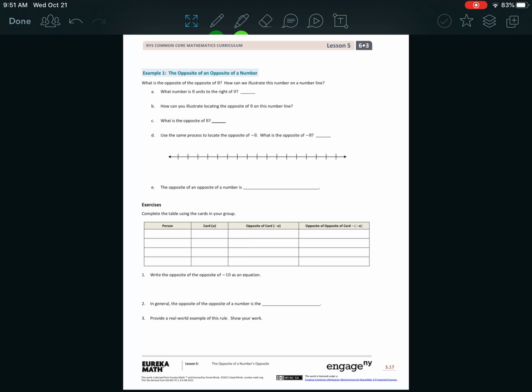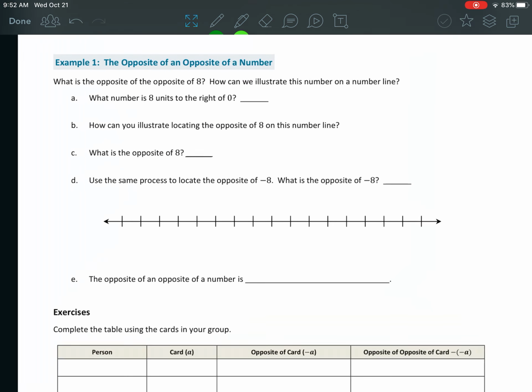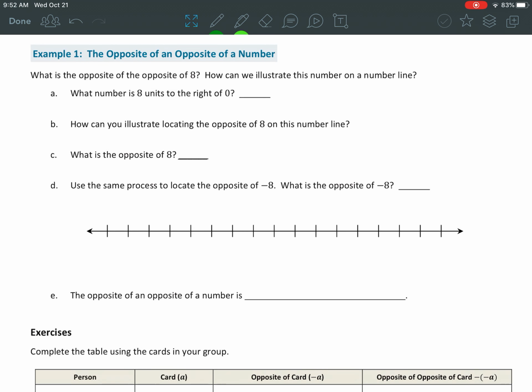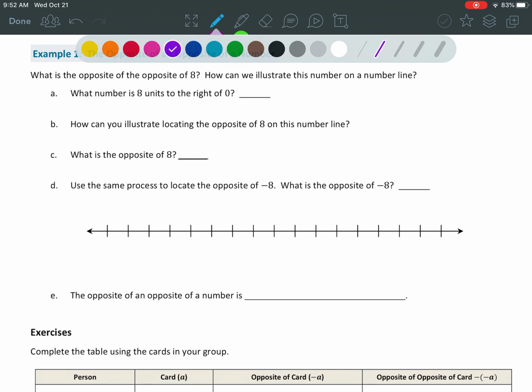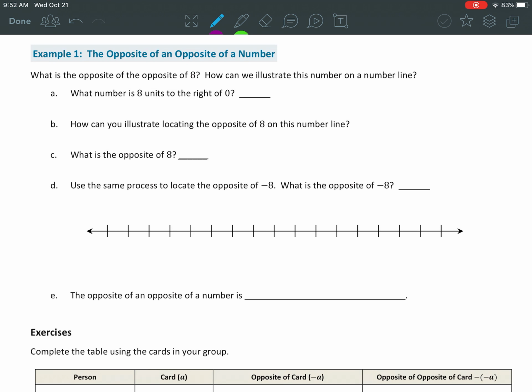Okay, example 2. Now we're going to get more into the opposite. That was just kind of a warm-up. What is the opposite of 8? How can we illustrate this on the number line?